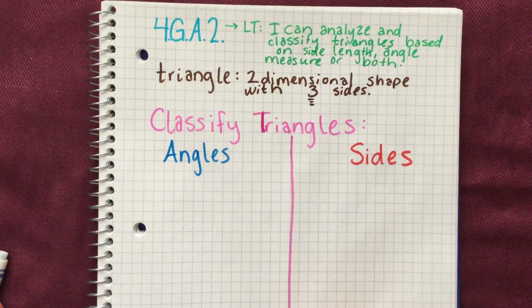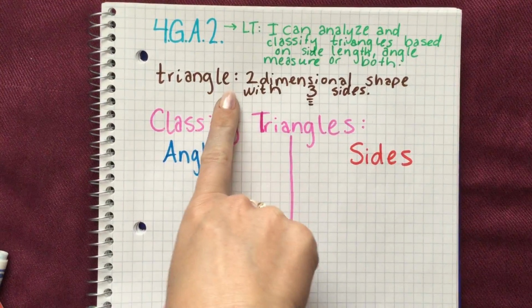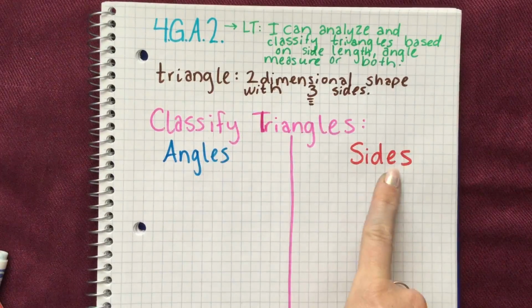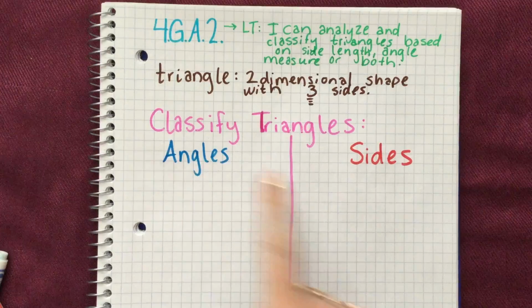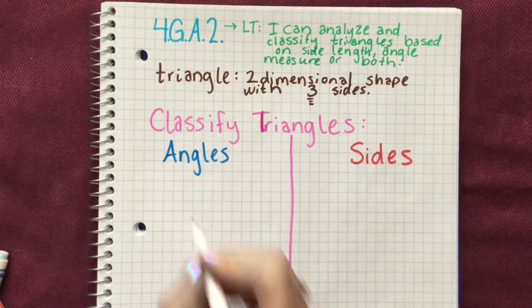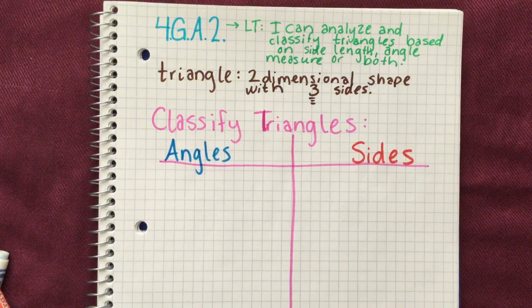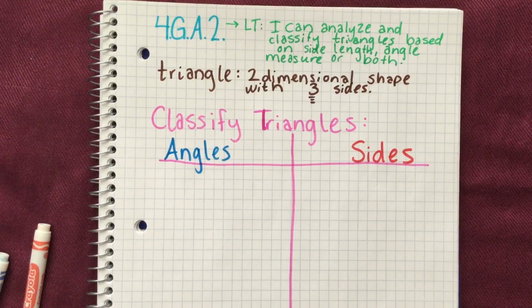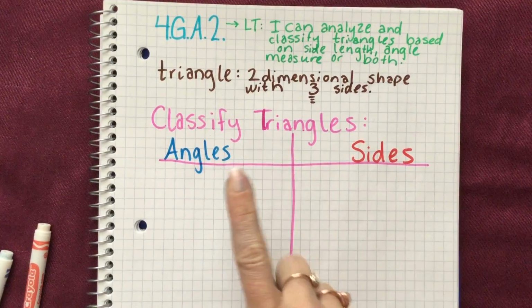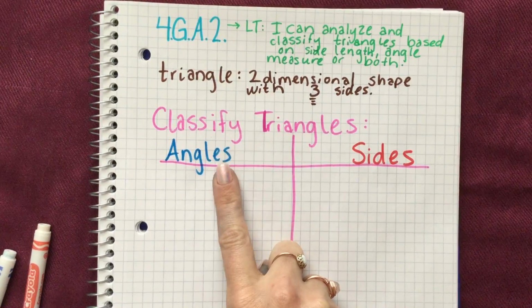So in Zearn, the first 2 lessons this week are all about triangles. One lesson is all about using the sides to classify the triangles. The other lesson is all about using the angles to classify those triangles. So this video is a twofer. You get the lesson help for both the first 2 lessons in Zearn this week. Okay, so let's start with angles, something we're already really familiar with.